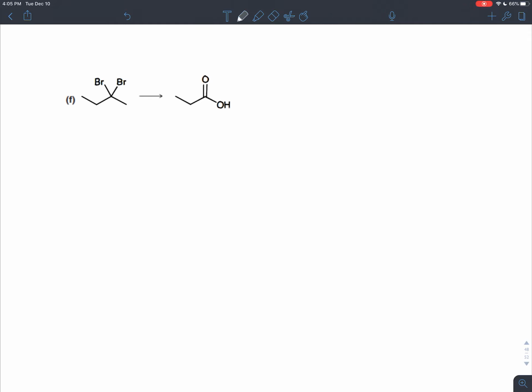What we see here is a carboxylic acid. We've only learned one way to make a carboxylic acid, and it was through ozonolysis of an alkyne.